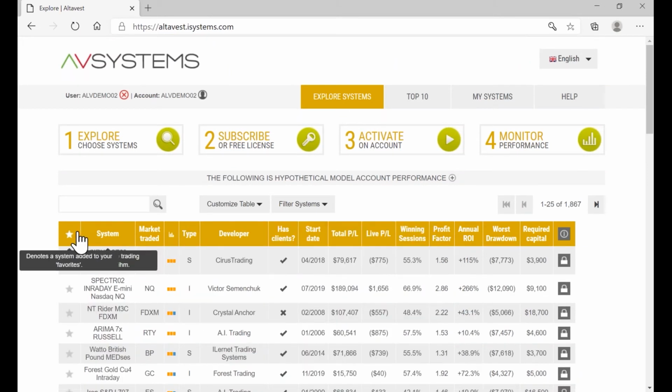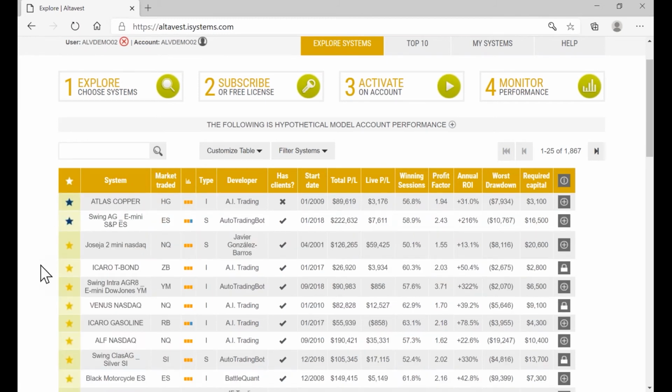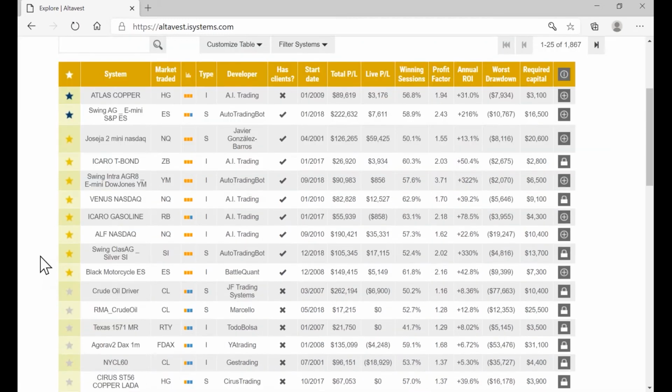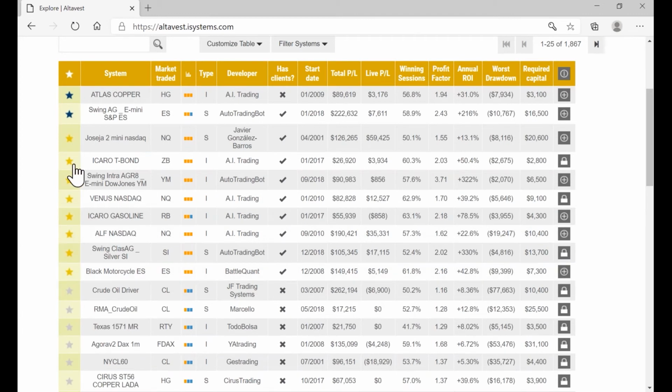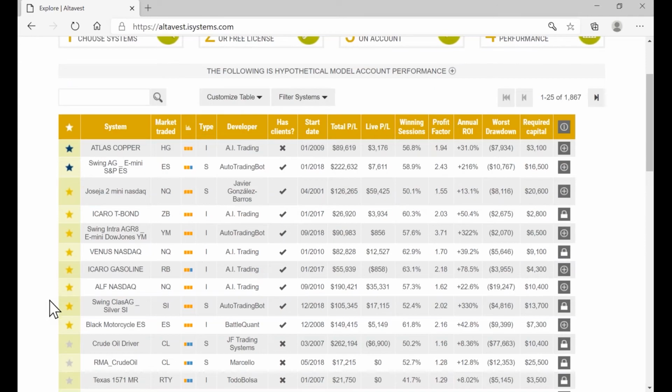And I have a few that I've highlighted. You click any system here and it creates it as a favorite. And then you can filter for favorites in the ascending or descending. So let's go ahead and I'll do that here. So you can see these with the gold star, I've kind of saved as favorites. And here's one here called the black motorcycle.